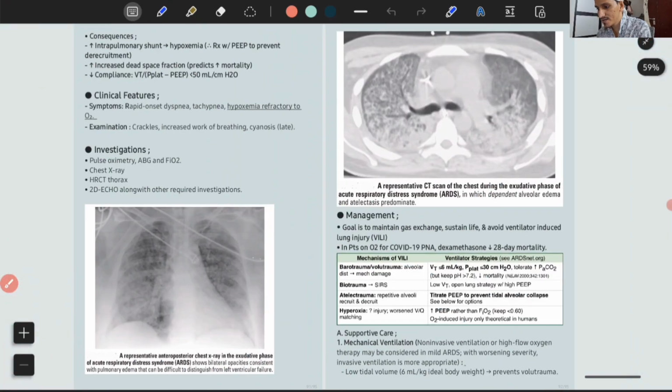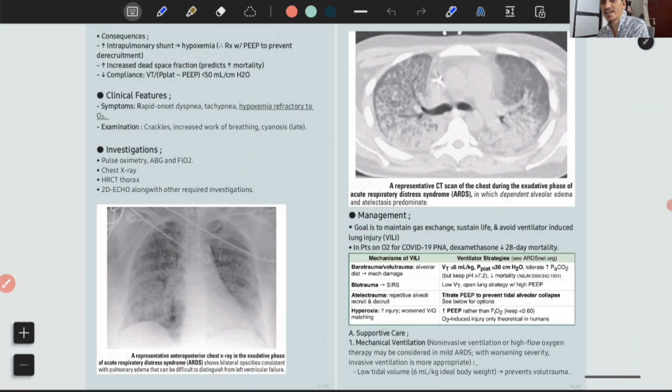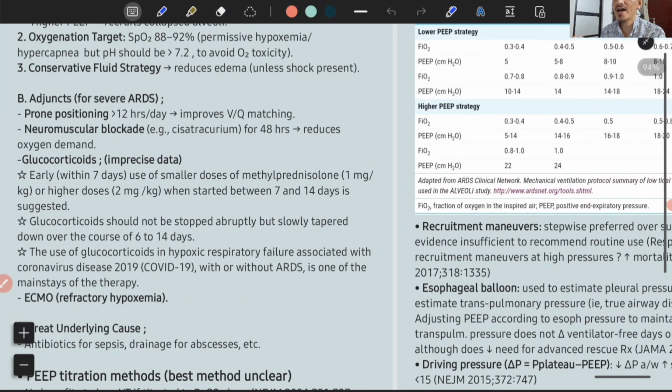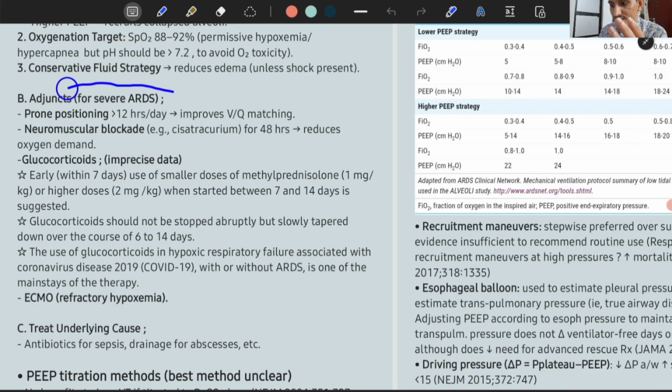What are those main strategies? One is mechanical ventilation, and what adjustments should be made to the mechanical ventilation. Second is oxygen target. Third is conservative fluid strategy. So these have good evidence that the mortality of the patients is reduced by these strategies. Adjuncts to these strategies: prone positioning, used in severe ARDS patients.